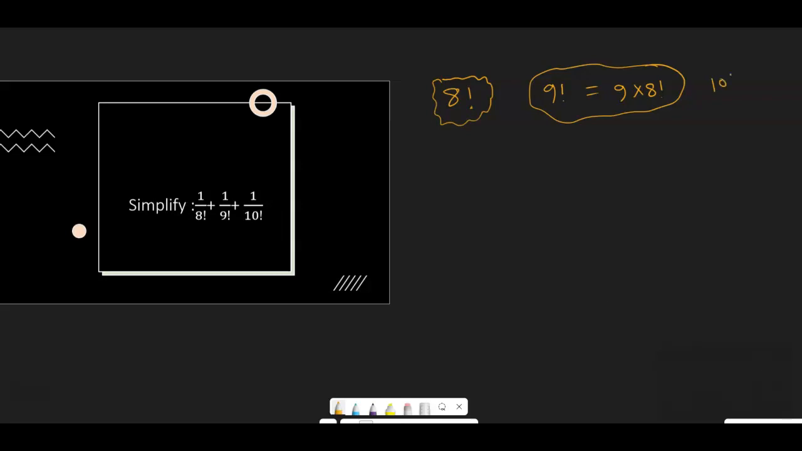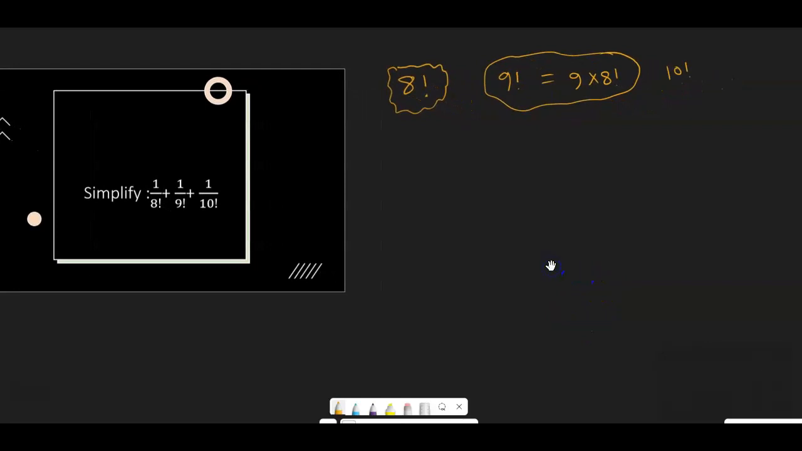And 10 factorial, we can express this also in terms of 8 factorial. How? You write 10 into 9 into 8 factorial. Okay, so all these can be written. These three expressions are expressed in terms of factorial 8. So what about this thing? No left hand side here, just simplification.